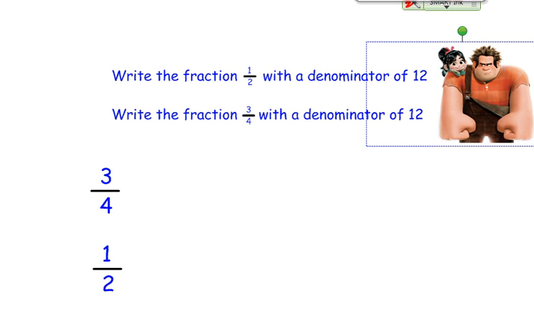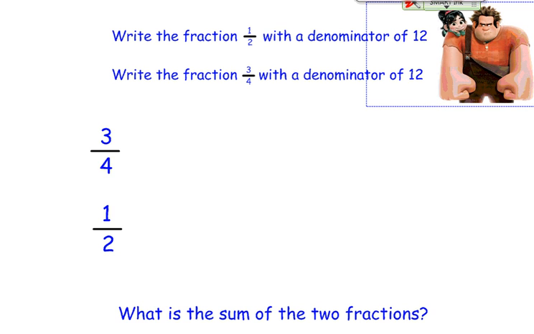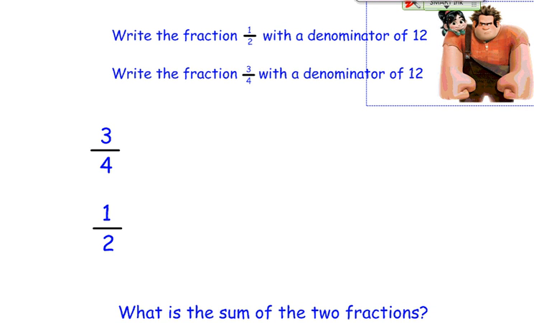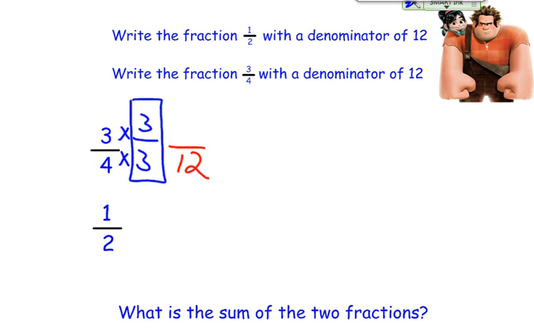Let's see what happens if we take these two fractions and make them both have a denominator of 12. So I'm going to take 3/4 and I want to put it over 12. So 4 times something equals 12. Oh, I know what this is. It's 3. So if I put a 3 on the bottom, I got to do 3 on the top. And here's my number 1 right there. So 4 times 3 equals 12, and 3 times 3 equals 9.